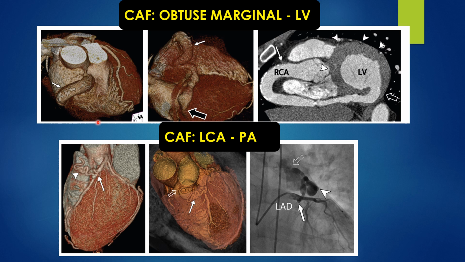So here the communication is between the obtuse marginal branch of the right coronary artery and the left ventricle. Here there's another patient in which there's a communication between the left coronary LAD segment and the pulmonary artery, which is better depicted in the catheter angio also.